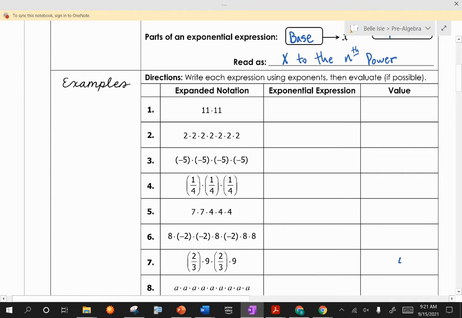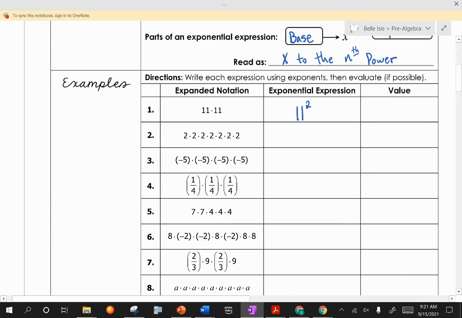Okay. So let's go ahead and write these out. We've got expanded notation. Instead of us seeing it as the exponent, this is it written out. So 11 times 11. How would you write that as an exponential expression? Yeah, 11 to the second power. Now, when you have stuff, and we'll get into it a little bit here, you'll get into it a lot in Algebra 1 and even more in Algebra 2.